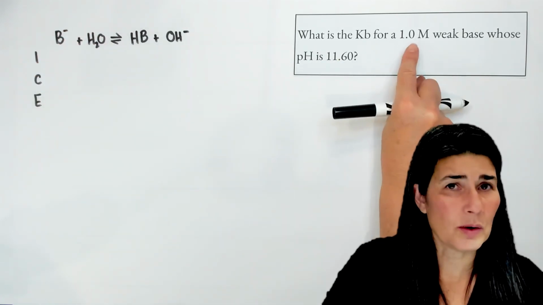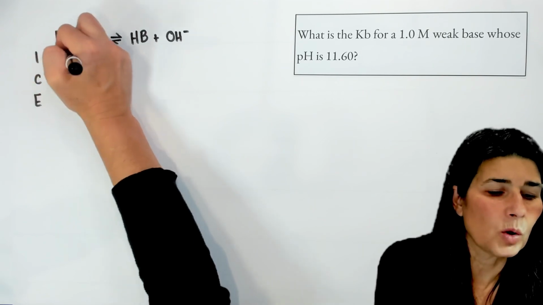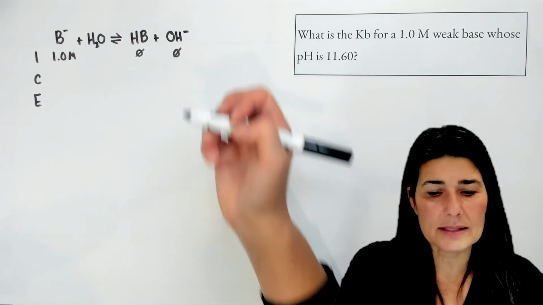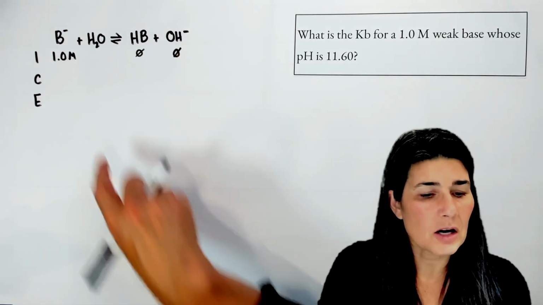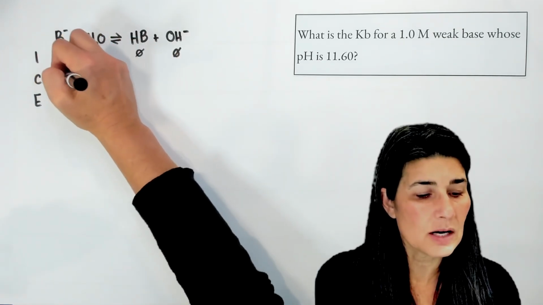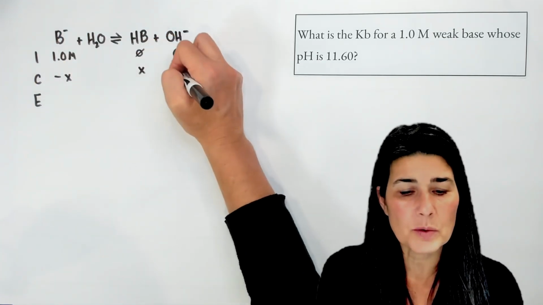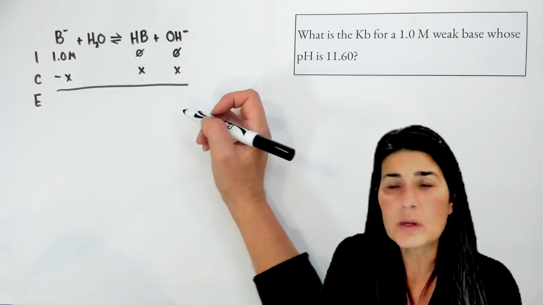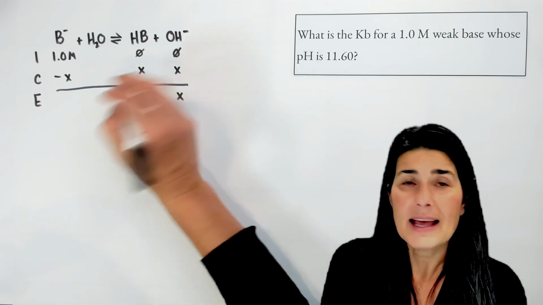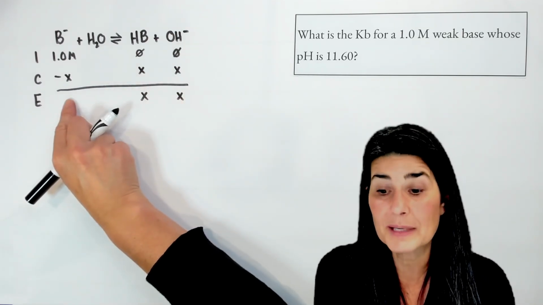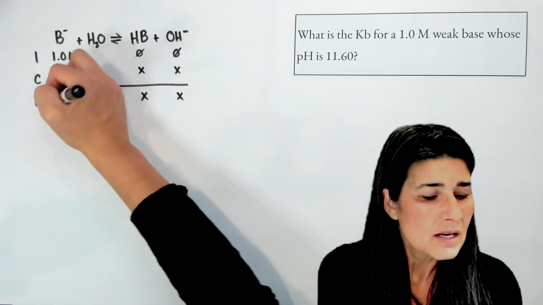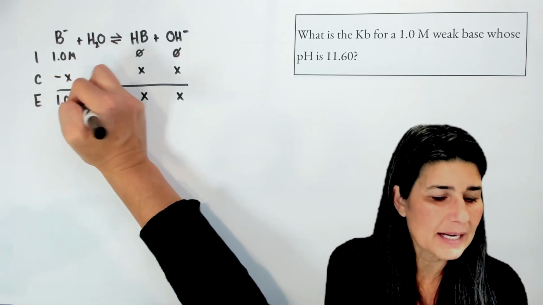When I ice it, I know I'm starting off with a 1.0 molar solution. There is no conjugate acid yet, and there is no hydroxide yet. So we've got our base in water here. Now this is going to go in the forward direction. We're going to take away X, we're going to add X, we're going to add X. At equilibrium, the OH minus is X, the conjugate acid is X, and I don't know if I can drop this here because I don't have the equilibrium value. I can't say 100 times K is less than my start. So I have to leave that as 1.0 minus X.